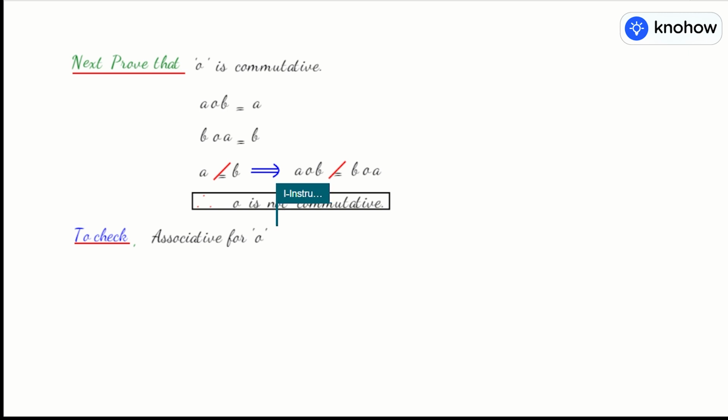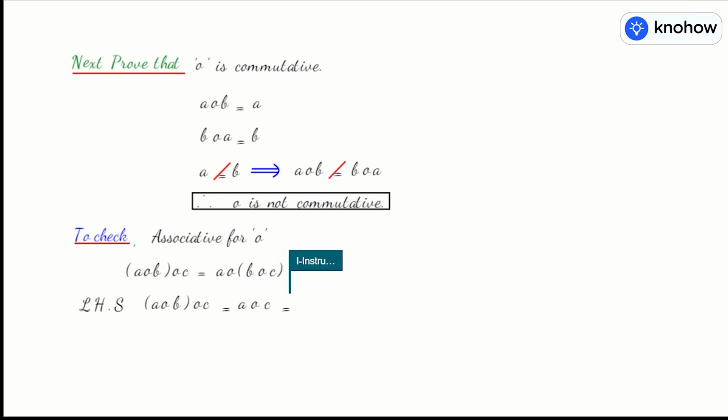That means I have to check A O B O C whether it is equal or not to A O B O C. Take left hand side, A O B O C. A O B is A, the first element, O C. Now out of A O C, what is the first element? A. So on the left hand side you get A. Now take the right hand side. That is A O B O C.